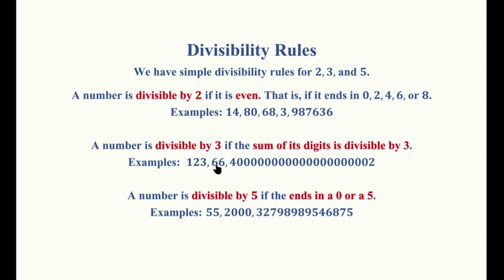Okay? Look at this, 66. So 6 plus 6 is 12, which is divisible by 3. So therefore 66 is divisible by 3. Now, here's a less obvious number.